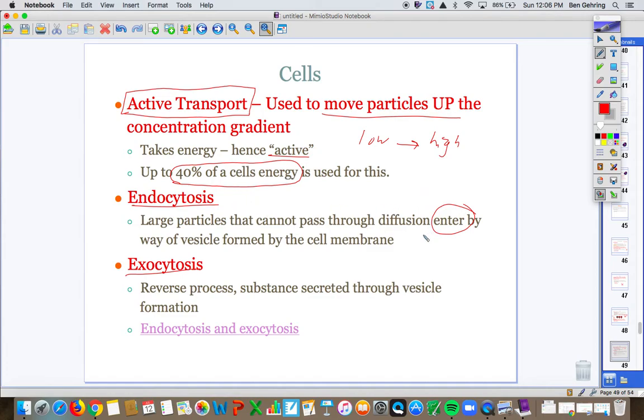So endocytosis goes into the cell. Exocytosis exits. So endocytosis is into, exocytosis exits. So it's the reverse process. Substances are exited or excreted through vesicles.